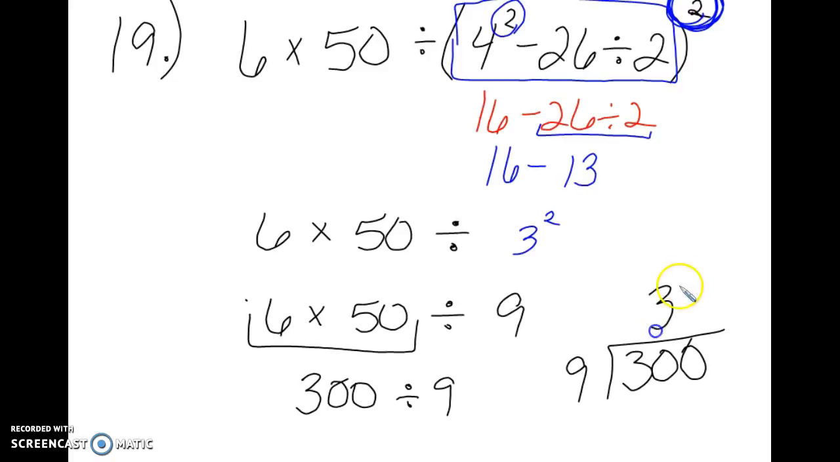Yep, 33 point, and then it just kept repeating. If we put that as a mixed number, though, what was your remainder? 3 over 9 equals 1/3. So your answer was 33 and 1/3. Make sense? Okay, so now everybody has number 19 on your paper, right? Here we go. Number 20.